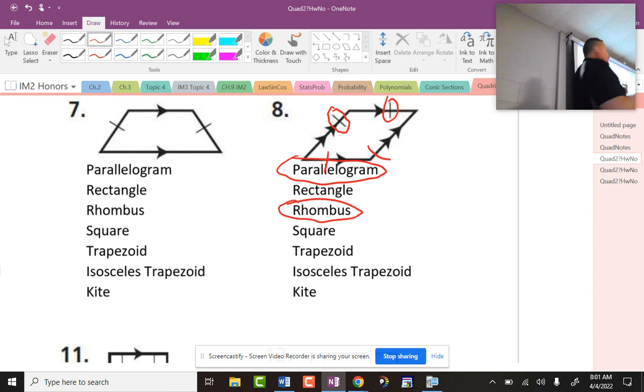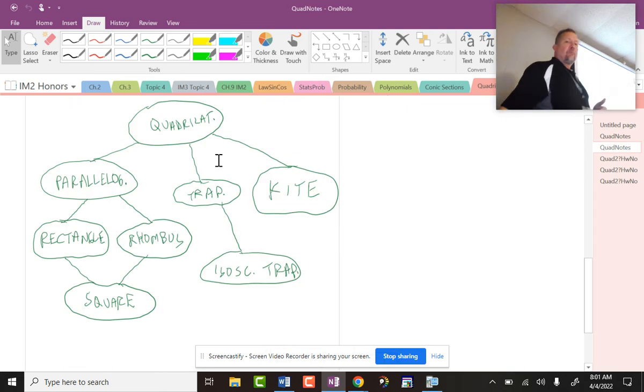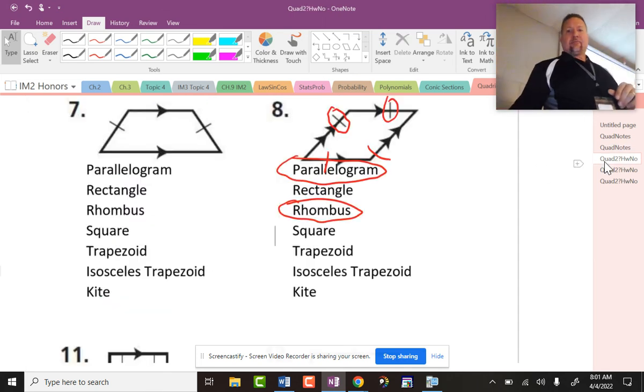No, there's no right angles. It's not a rectangle. Couldn't be a square. And then I'm not even asking about trapezoid, isosceles, or kite, because those are a different offshoot. Like I said, you want to be looking at this and remembering, parallelograms, rectangles, rhombus, and square, they're all in that same family. These other ones have way different properties. So therefore, they're in a way different family or offshoot there.